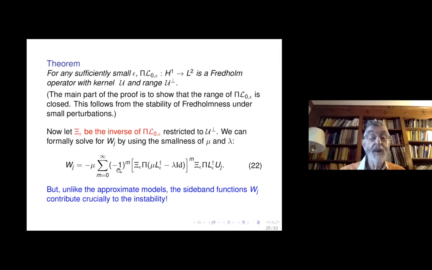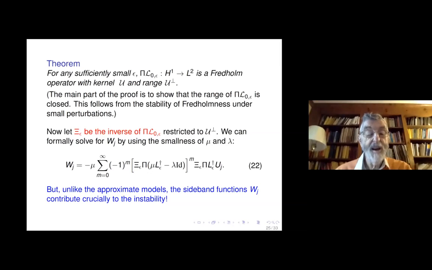This is a rather complicated thing. It's really a very complicated thing here, but in principle, we have a formula for W. Not very useful to use directly. So following Benjamin's terminology, I call the W's W1 up to W4, and I call them sideband functions. They turn out to be not so insignificant.